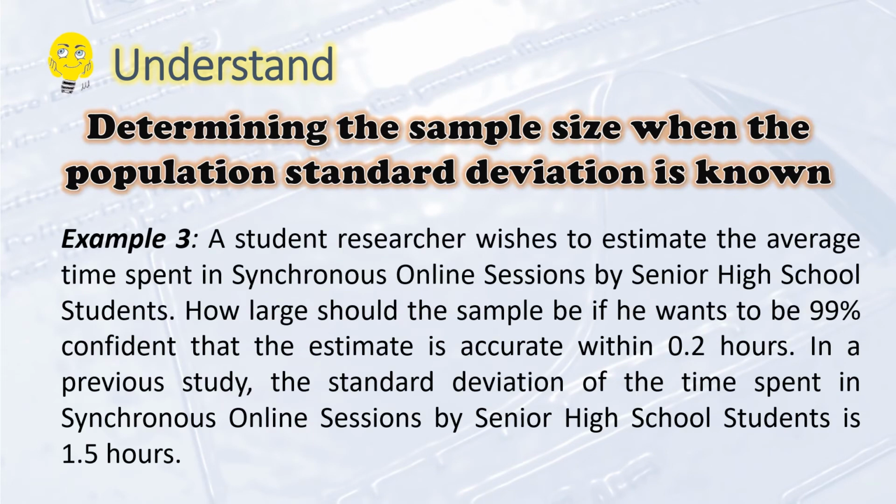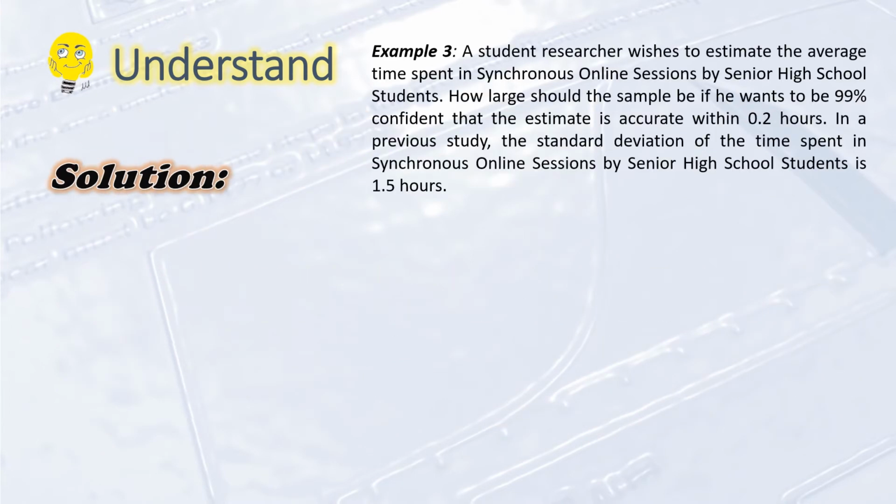Let us have an example. A student researcher wishes to estimate the average time spent in synchronous online sessions by senior high school students. How large should the sample be if he wants to be 99% confident that the estimate is accurate within 0.2 hours? In a previous study, the standard deviation of the time spent in synchronous online sessions by senior high school students is 1.5 hours. Here is our suggested solution.